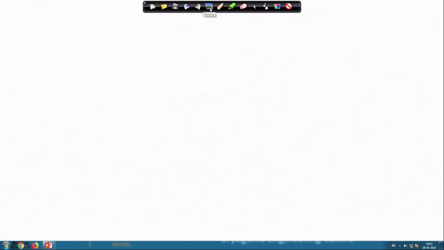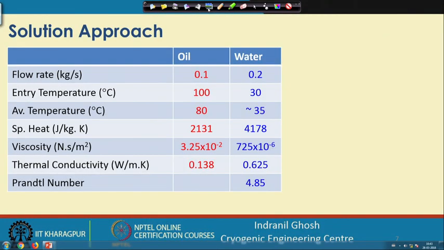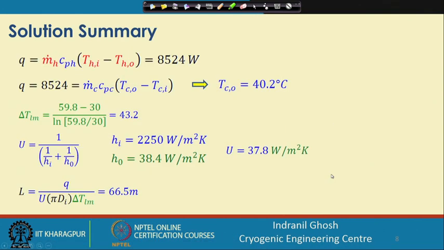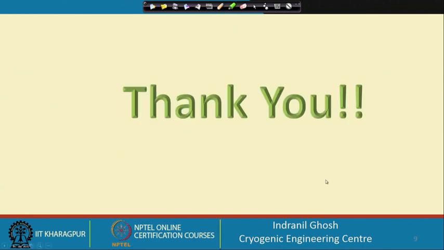So, in a nutshell, if we look at this summary, this is what exactly we have. The internal calculations we have already discussed, and we have obtained the length of the heat exchanger to be 66.5 meter. Thank you.